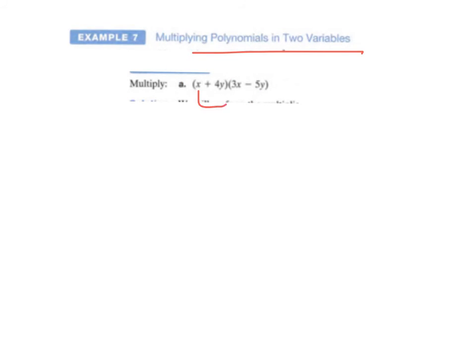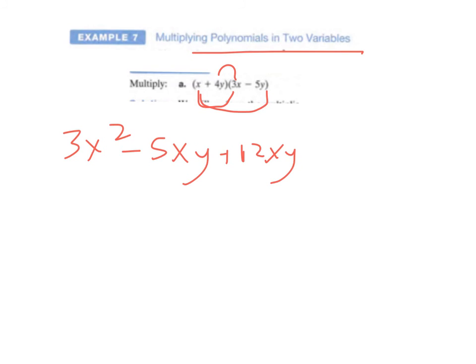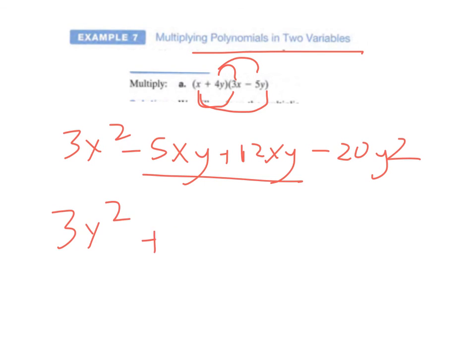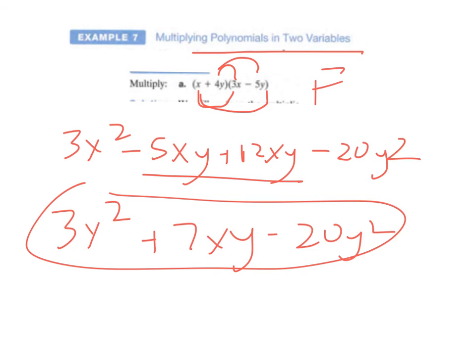And this last problem is just FOIL. So first times first is 3x squared. Outside times outside is a -5xy. Inside times inside is +12xy, and I'm going to put them in alphabetical order, x, y. And then 4y times -5y is a -20y squared. These two are like terms. So when I add them, I get 7xy minus 20y squared. So there's my answer, and all I did on this problem was FOIL.